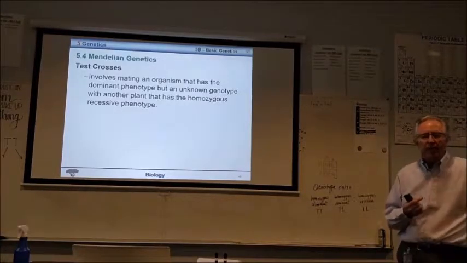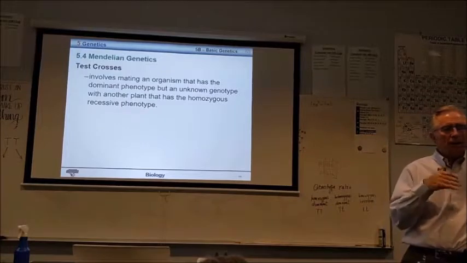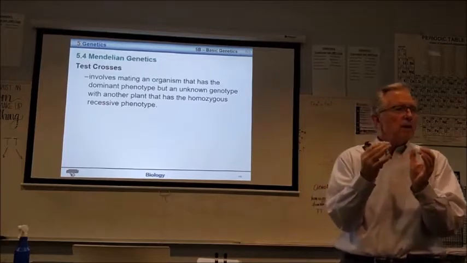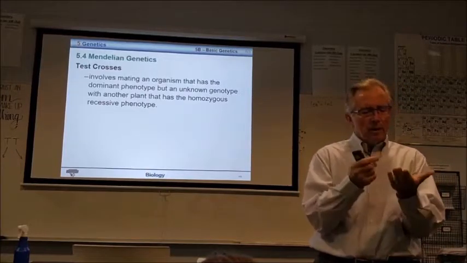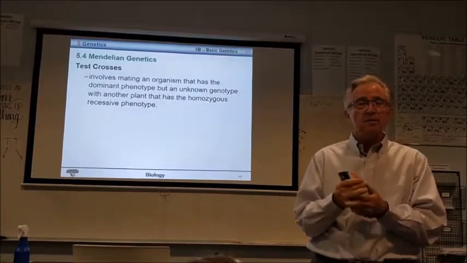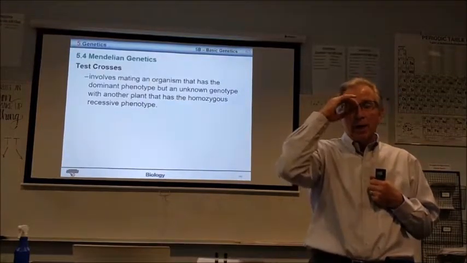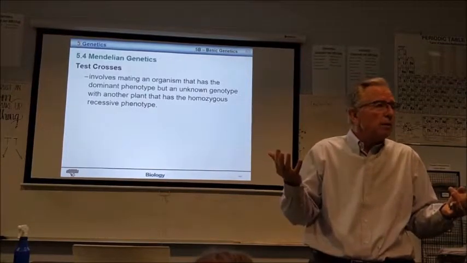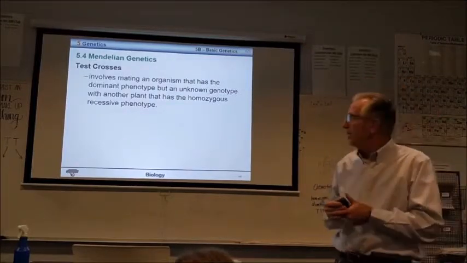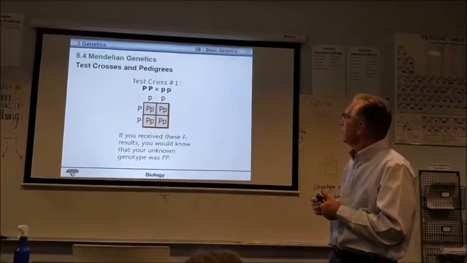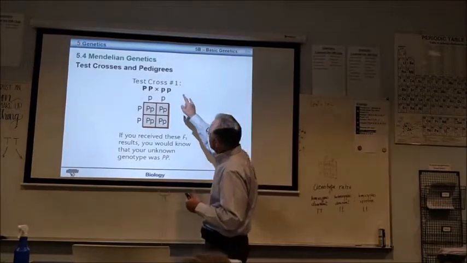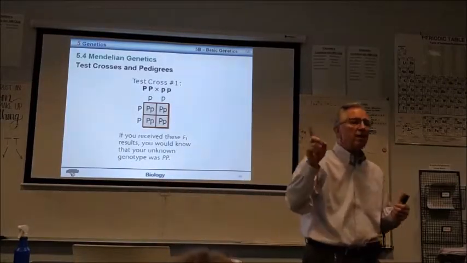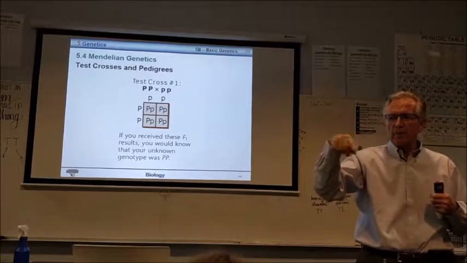Okay, now one of the things that we need to do sometimes when we're working with organisms is to figure out, okay, I have an organism here, but I don't know what its actual genotype is. Let's say it has a dominant trait, but I don't know, is it capital T, or is it capital T, little t? I don't know which one it is. So what we do is something called a test cross. In a test cross, we cross it with one that is homozygous recessive. So every test cross, you're crossing whatever it is with a homozygous recessive.